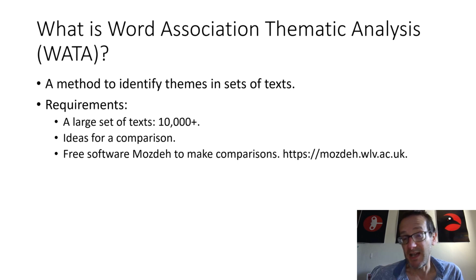And for this you need a large set of text, so ideally 10,000 or more texts. So the more, the better. The more text you have, the more fine-grained the themes you can find from them. You also need ideas for a comparison. I'll illustrate some ideas for a comparison later on in the talk. There are many different types of comparison you can make, and there are even some types of comparisons that aren't really comparisons, as we'll see a bit later on.